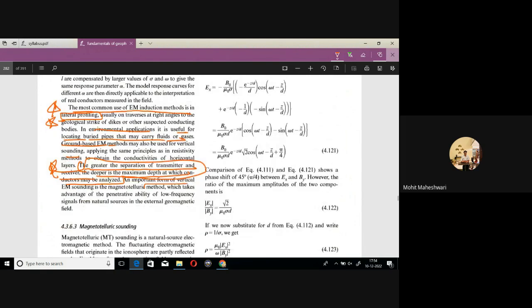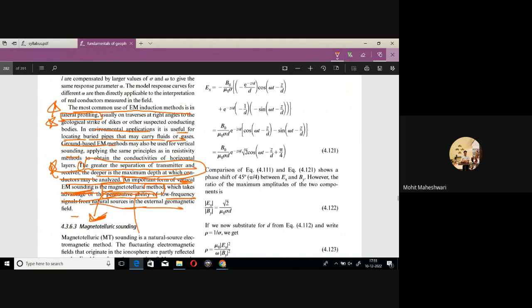An important form of the vertical electromagnetic sounding is the magnetotelluric method. So we will talk about the next topic, the electromagnetic magnetotelluric sounding. So this is the electromagnetic sounding method, vertical sounding method. And the most important thing that will be asked in the prelims exam is: what is the advantage of the magnetotelluric sounding method? The magnetotelluric method has the penetrative ability at low frequency signal from natural sources in the external geomagnetic field.